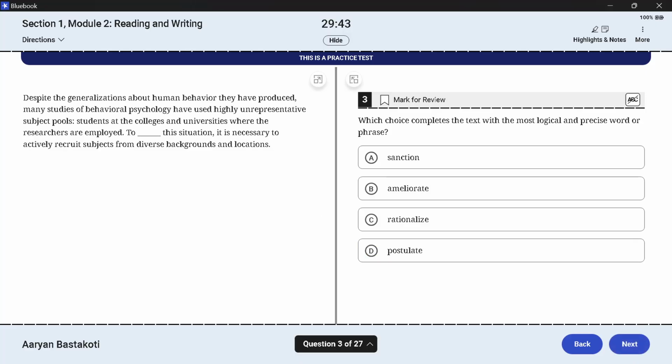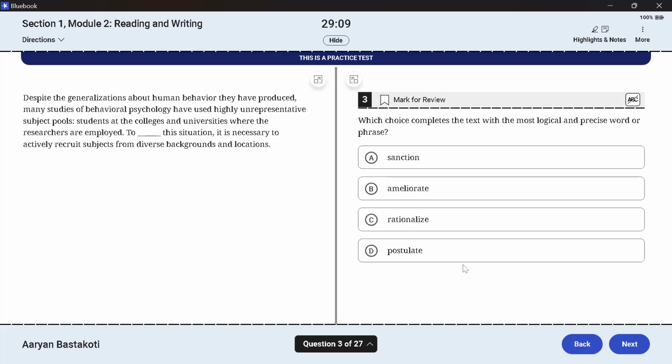Despite the generalizations about human behavior they have produced, many studies of behavioral psychology have used highly unrepresentative subject pools. Students at colleges and universities where the researchers are employed. To address this situation, it is necessary to actively recruit subjects from diverse backgrounds and locations. We need to get rid of this situation.